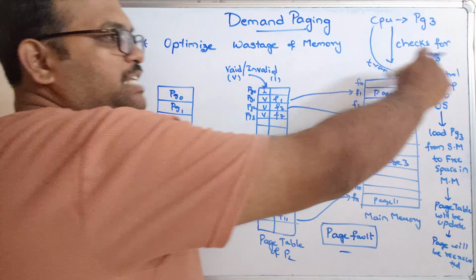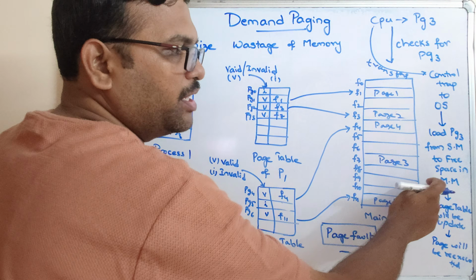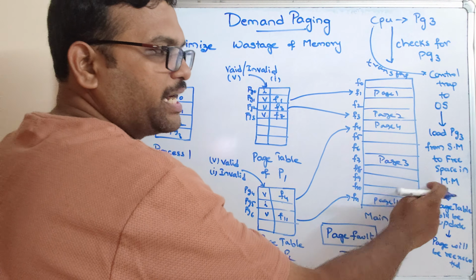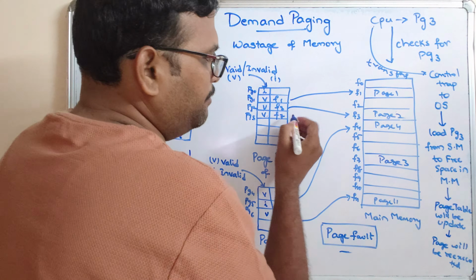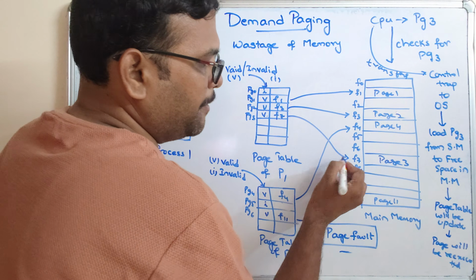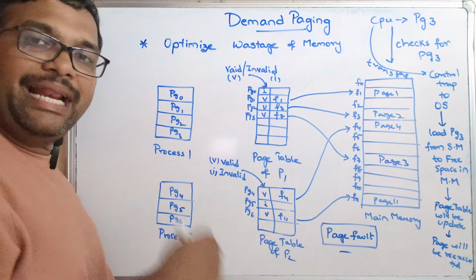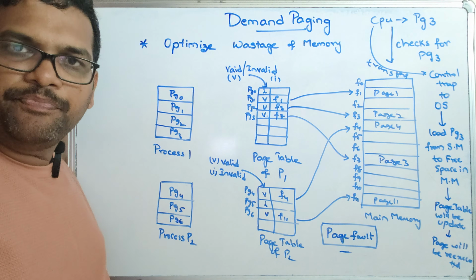The CPU will be transferring the control, the OS will be loading the required page from secondary memory to the main memory, and the page table will be updated. Then the instruction will be re-executed by the CPU.